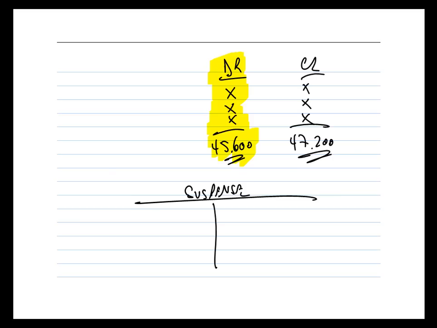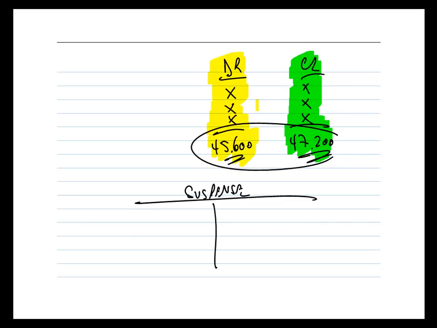So the debit column would typically contain asset balances and expense balances perhaps. And in our example here, the debit column has totaled 45,600. The credit column, which would include liabilities owed by the business and income, things like sales revenue generated, has totaled 47,200. Now clearly they don't balance.